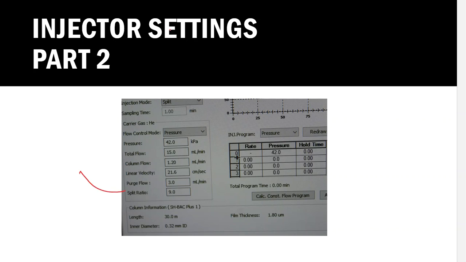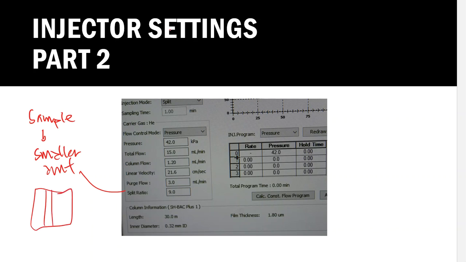And then we have a split ratio. The split ratio is to take the sample that has been injected and to make it a smaller amount than what has been injected. And this split ratio is set at 9. So I want you to think of this sample that we have injected into 9 equal parts. One of those parts of 9 will be injected and the rest will go to waste. That is what the split ratio represents.